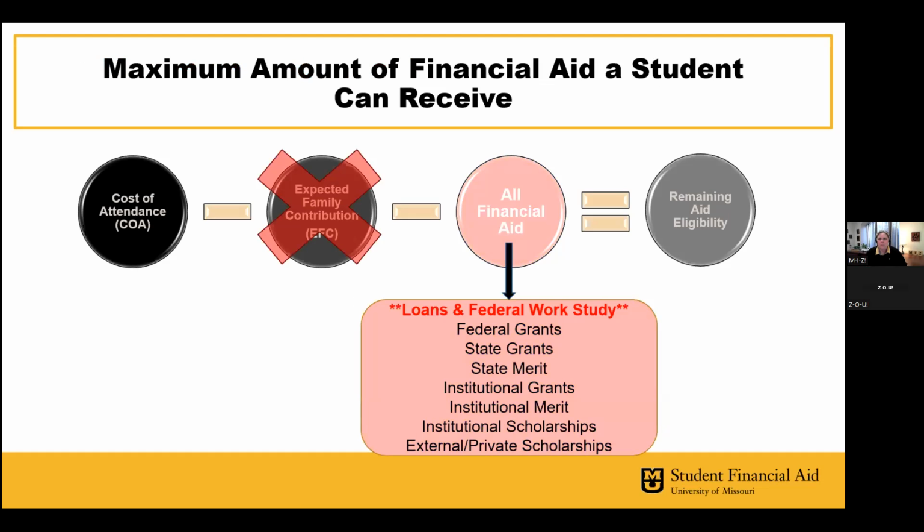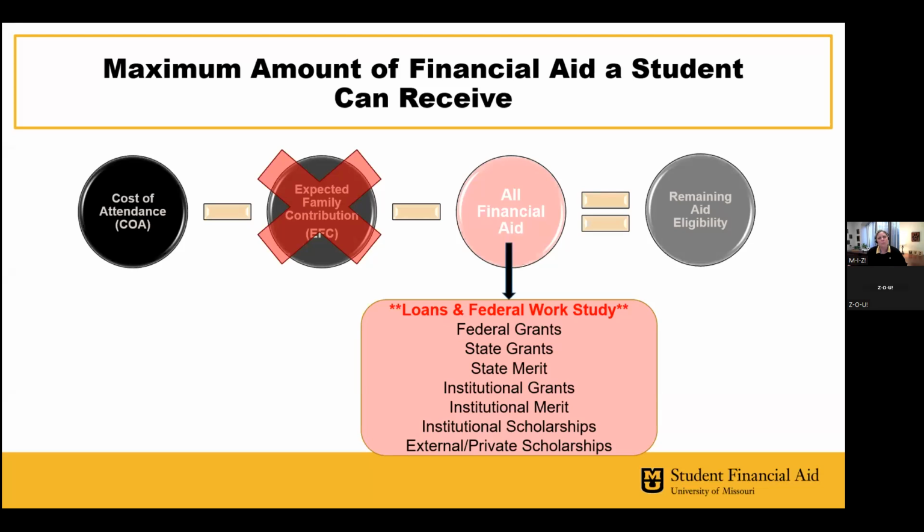Okay, the maximum amount of financial aid a student can receive is a similar formula, but we're taking the EFC out of the equation. So we're going to look at that cost of attendance, and we're going to remove that EFC from that previous equation, and then we're going to subtract out all financial aid programs that the student's receiving. So everything that was in the last slide, but we're also looking at, okay, they can't have loans above the cost of attendance. You can't have federal work study above the cost of attendance. So those things are then added in.